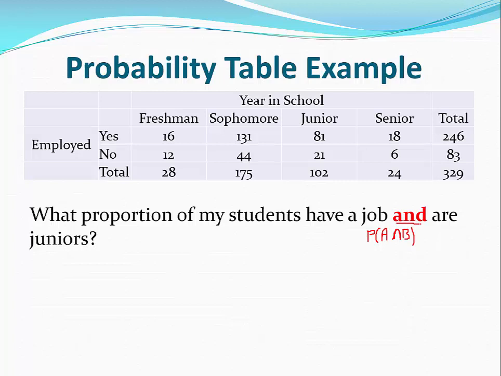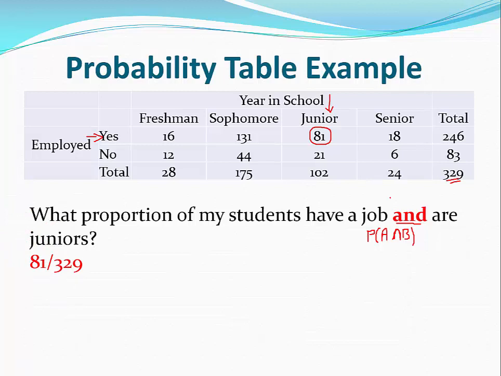But the and means both categories or both outcomes have to occur. So let's see, have a job, that's a yes. So I'll go down this row. Juniors, that's this column. Which ones have both characteristics? Those 81 out of the total of 329. So let's bounce that in.